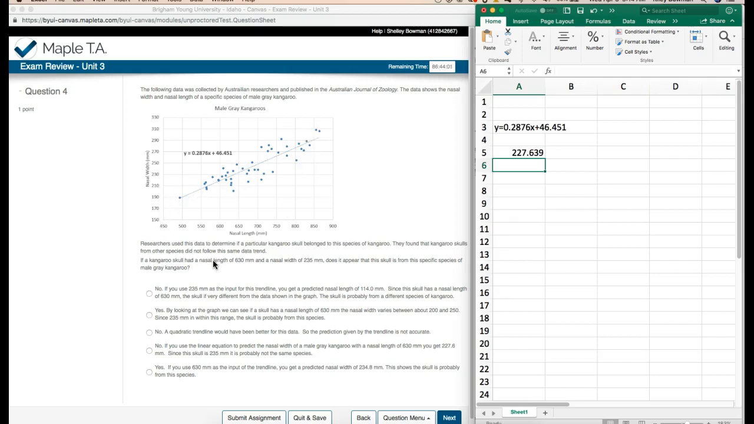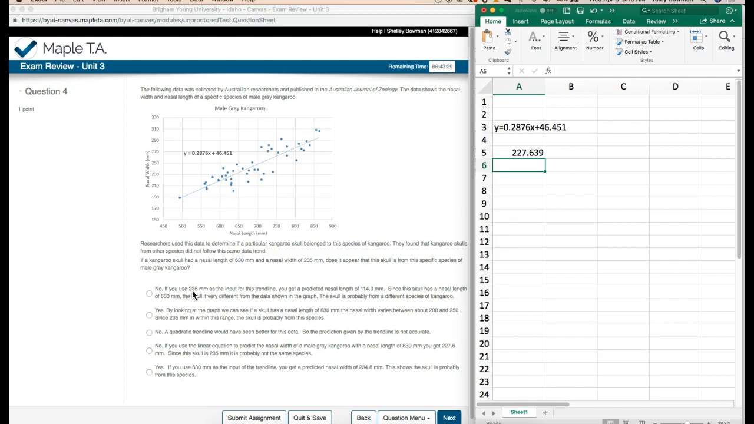So this particular kangaroo skull, if we come over to 630, and it said that it had a nasal width of 235, we'll come up here, somewhere in here. You can see that the prediction is a little lower. It would be somewhere around here. But we can see that the spread of our data points is not that bad. So somewhere around here, and so it does seem to fall within all of these data points. So let's go see what our options are.